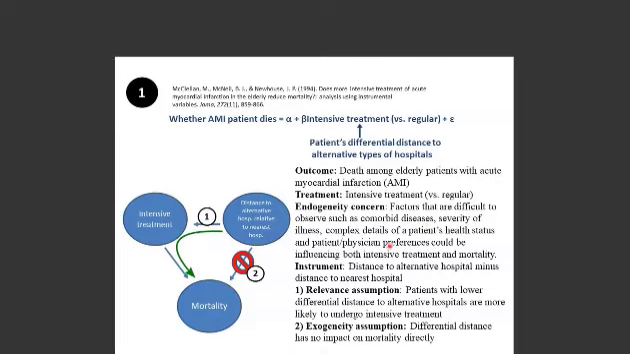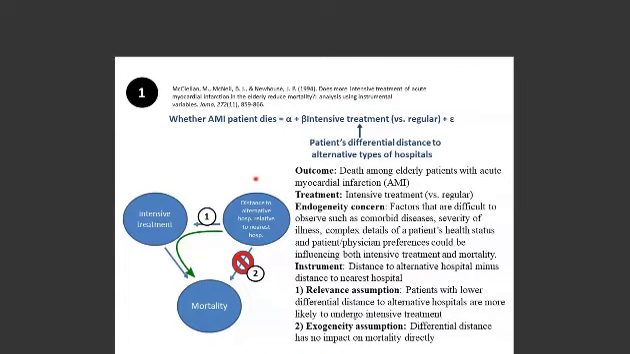So the authors use as instrument distance to alternative hospitals minus the distance to nearest hospital. An alternative hospital is where patients could get intensive treatment. The relevance assumption that the authors are making here is that patients with lower differential distance to alternative hospitals are more likely to undergo intensive treatment. And the exogeneity assumption that's being made here is that differential distance has no impact on mortality directly.